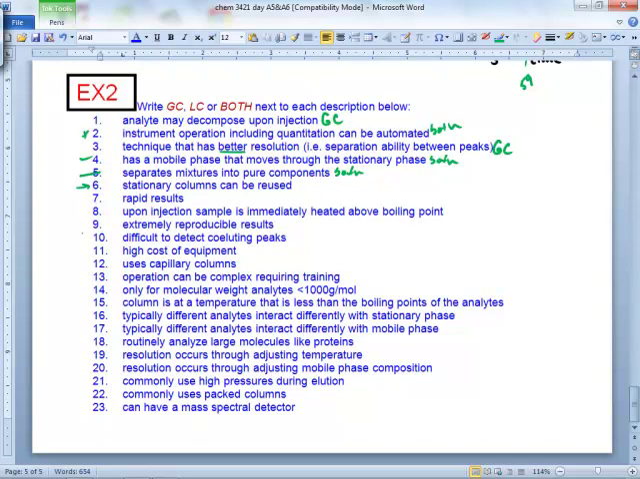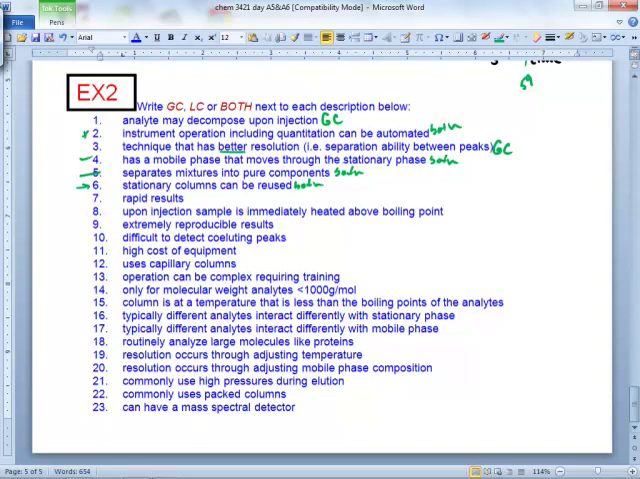Stationary columns may be reused. Jeff. LC. GC. I thought it was LC because you have that little guard. Yeah, we have that little guard column, so we can definitely reuse them in LC. Can you reuse that big, long capillary column in GC? Yeah. If you couldn't, this would be totally impractical, right? It'd be way too expensive and way too much work.